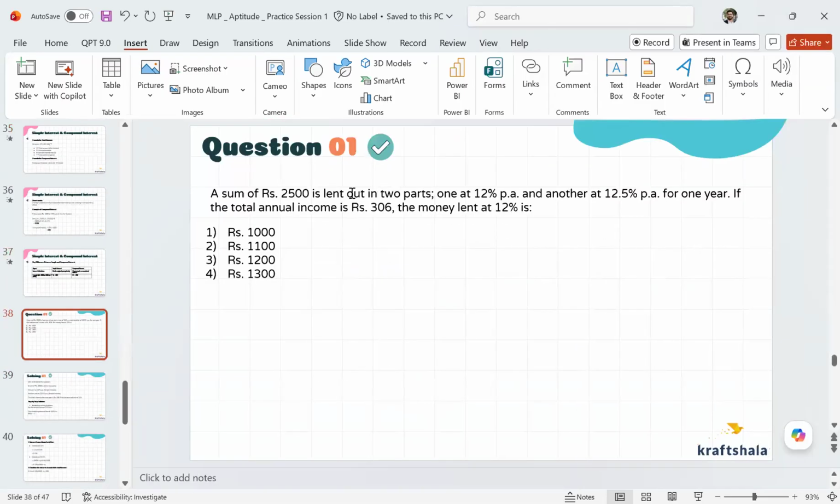Okay, do this question. Take 3, 4, 5 minutes. Do it. Tell me what is the answer.